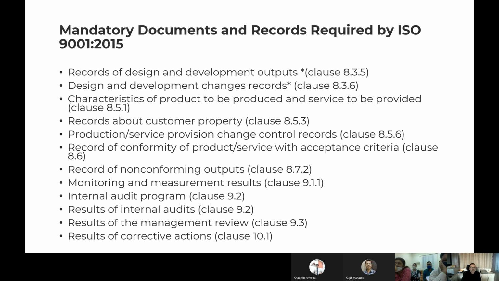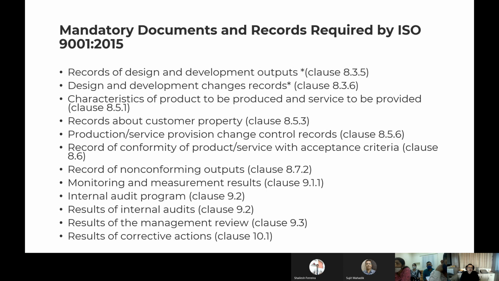So then we will come to the characteristic of product to be produced and services to be provided, clause 8.5.1: product specifications, records of customer property in case you have any customer property, customer supplied material specifications, packaging material, production service provision, change control records, records of conformity of product services with acceptance criteria, that is your final quality assurance.